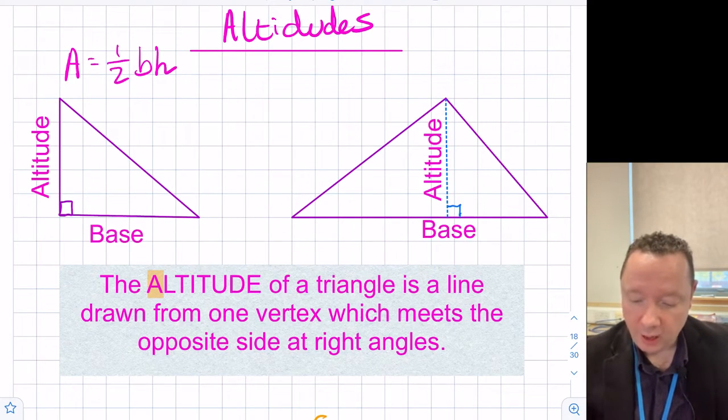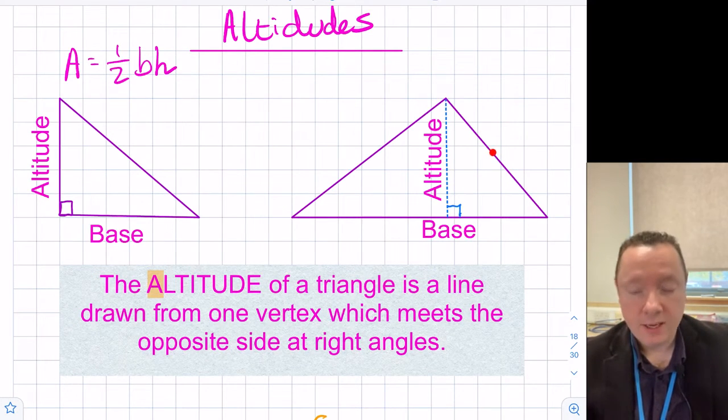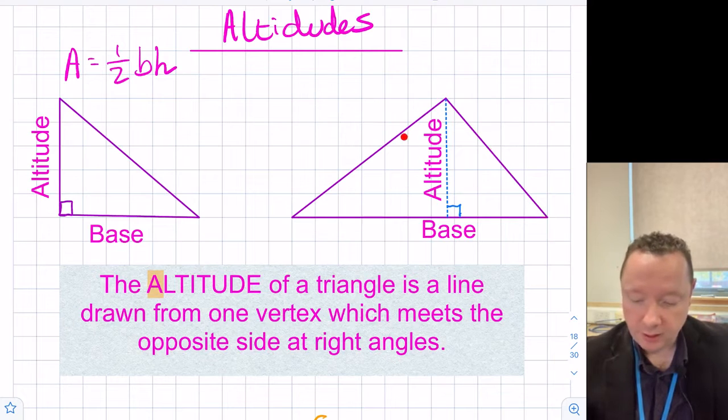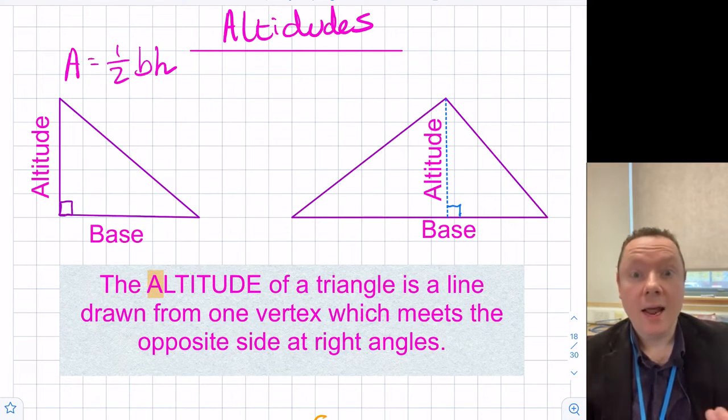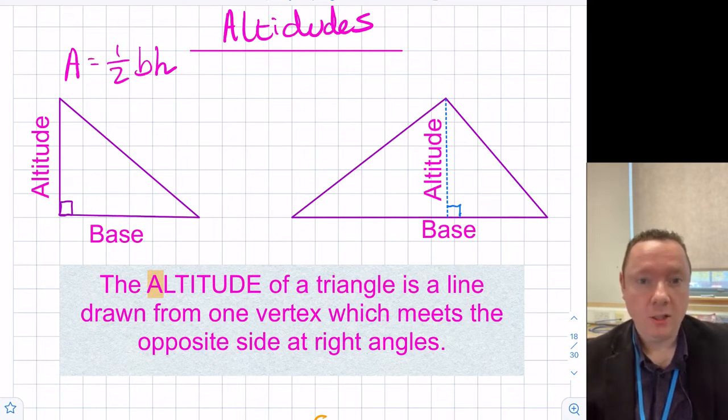So if I go to any corner and draw a straight line down, hitting the opposite side at right angles, that line is called an altitude. I could draw another line from here to here, hitting at right angles, and that would be an altitude, and another line from here to here. One thing to note is an altitude often does not hit the other side and cut it in half. That would only cut it in half if it was an isosceles triangle or an equilateral triangle. So bear that in mind.